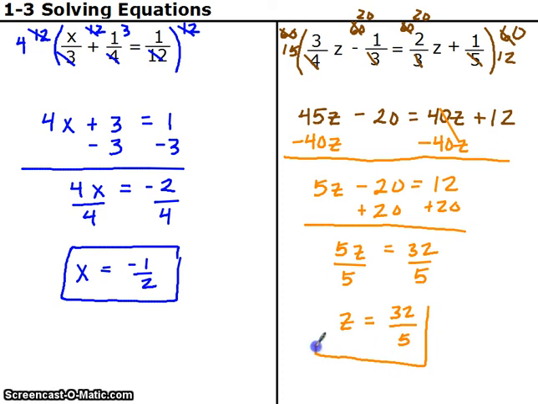I would much prefer you leave your answer in improper fraction form like this rather than convert it to a mixed number or even worse, a decimal. Big on fractions. In math, we want to have the answer written in the most exact way possible, and improper fraction form is the most generally accepted way to do that.